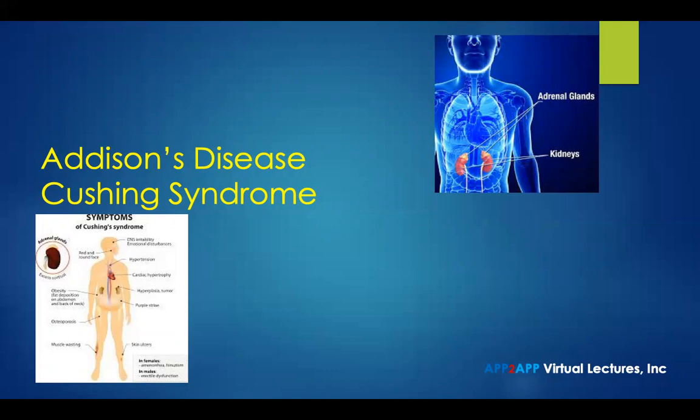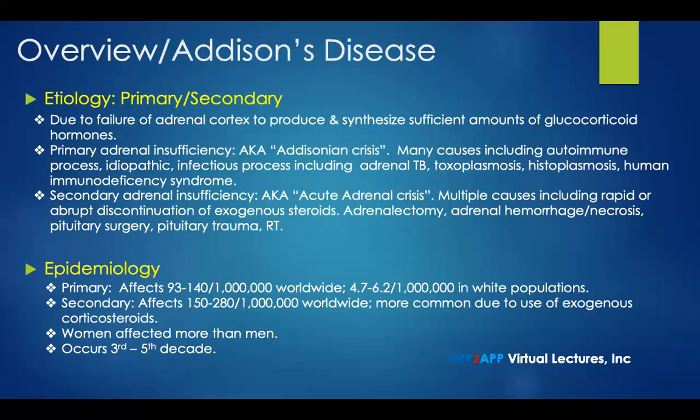So we've discussed now both diseases and presentations of patients who present with anterior lobe pituitary dysfunction. We're now going to shift the presentation to those patients presenting with Addison's disease and Cushing syndrome. So we'll first focus on Addison's disease. Addison's disease is due to a failure of the adrenal cortex to produce and synthesize sufficient amounts of glucocorticoid hormones. So again, we are still talking about disorders involving the anterior pituitary lobe of the pituitary gland.